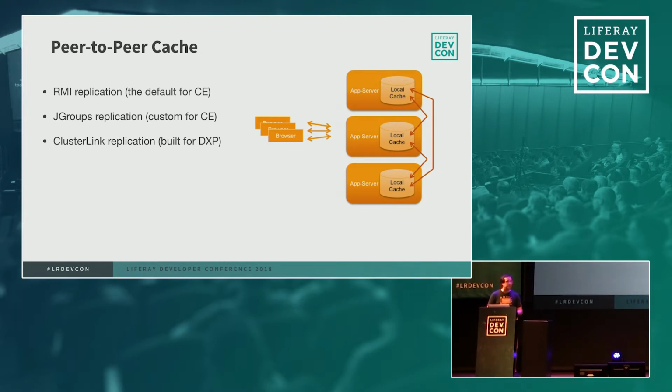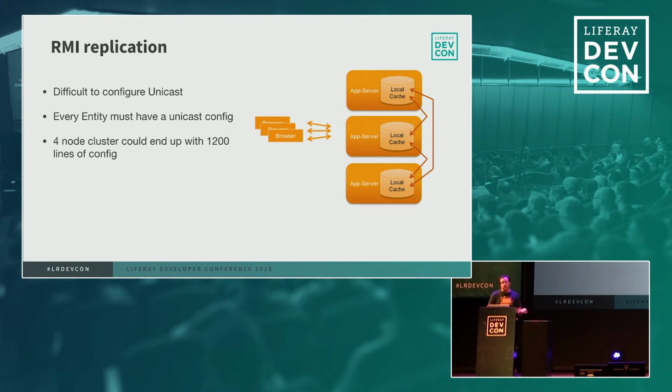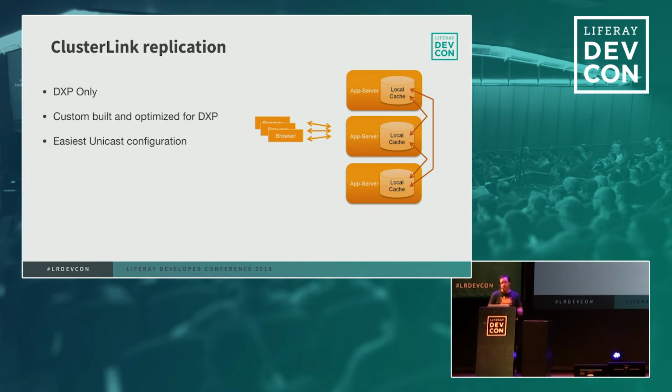There's a few peer-to-peer cache options that we can choose from. RMI replication is the default.